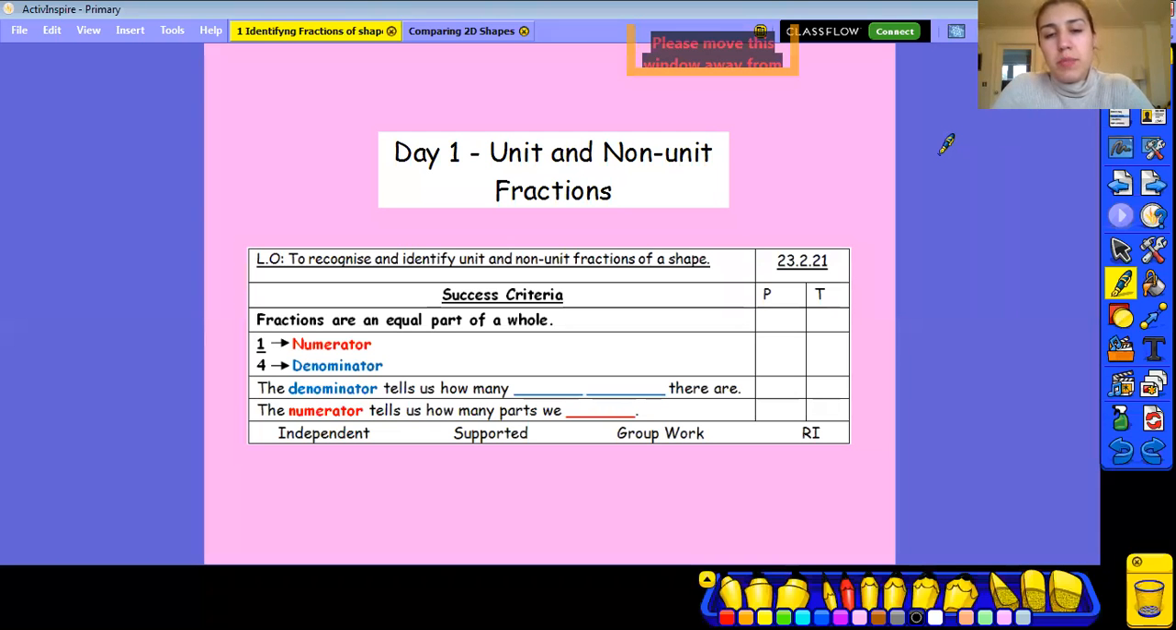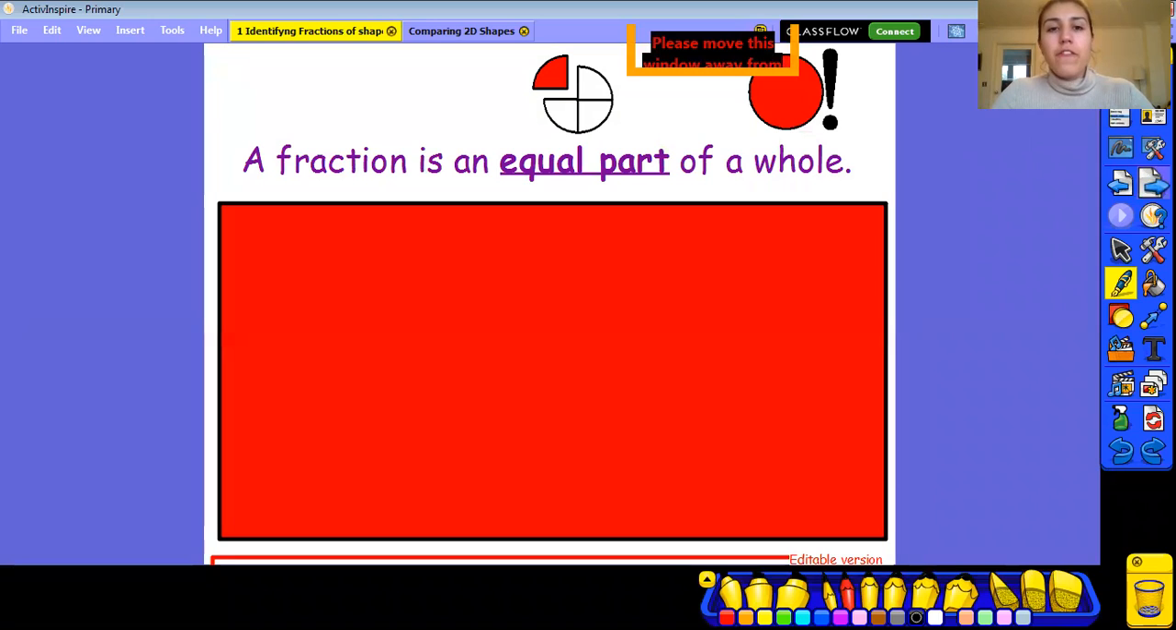Okay, great. So we're going to move on to some new learning this week. Now, normally we'd spend a little bit longer on this, but we're trying to prioritize the things that we think are the most important. So we're going to have a quick 4 days looking at fractions. So a fraction is an equal part of a whole. Can we say that together? A fraction is an equal part of a whole.